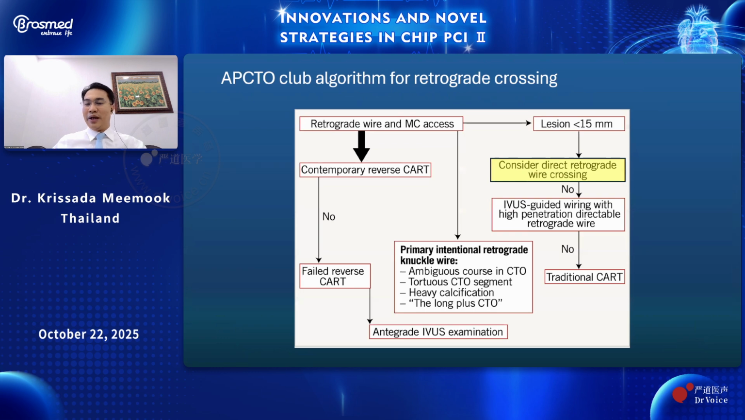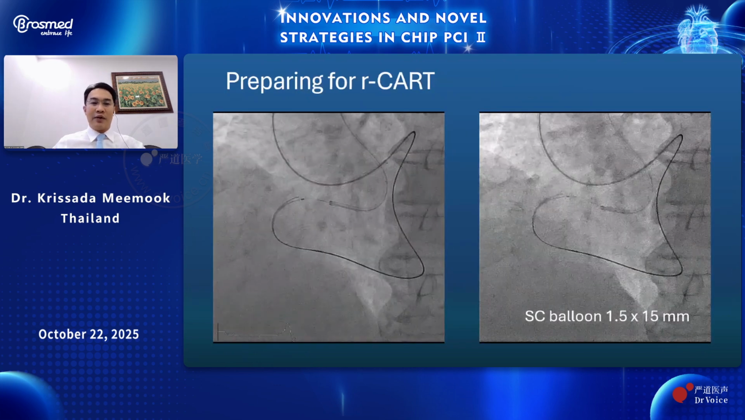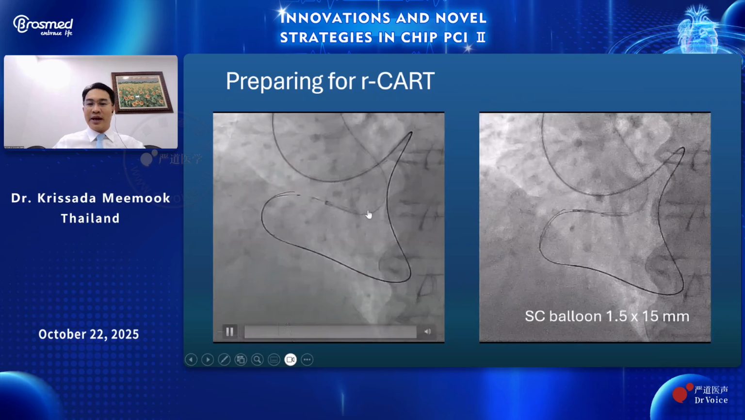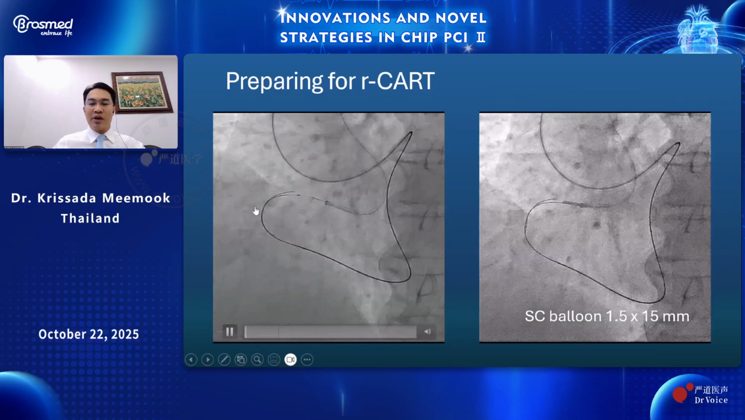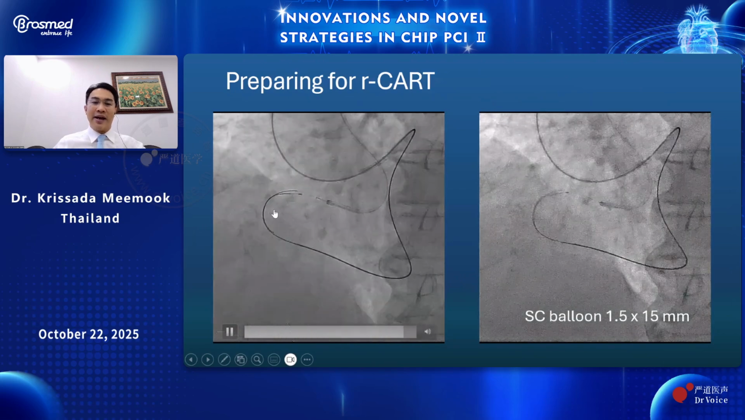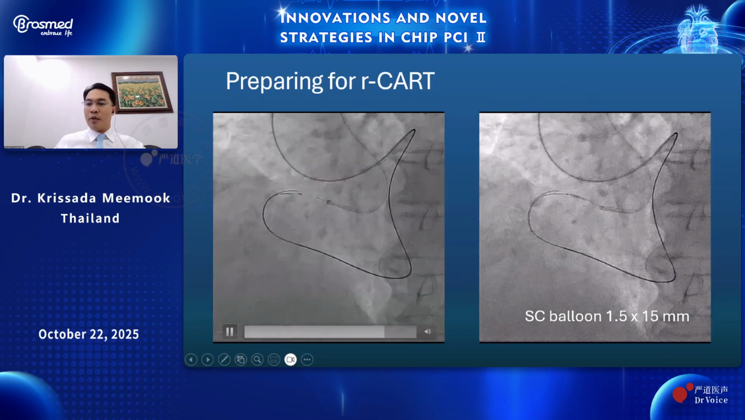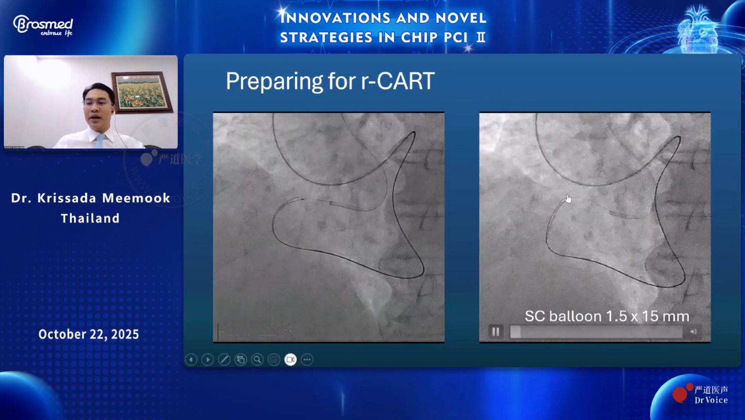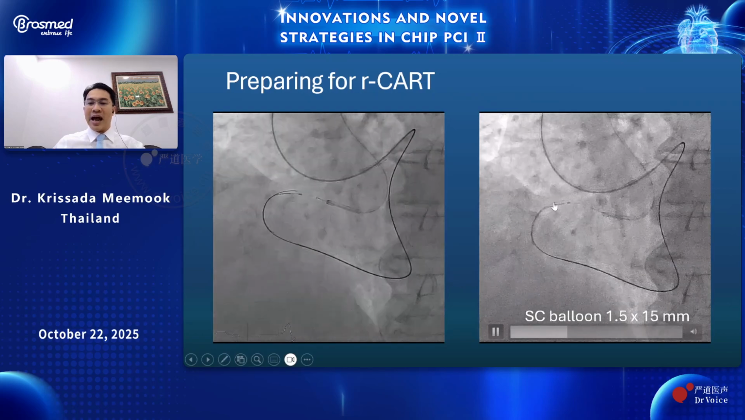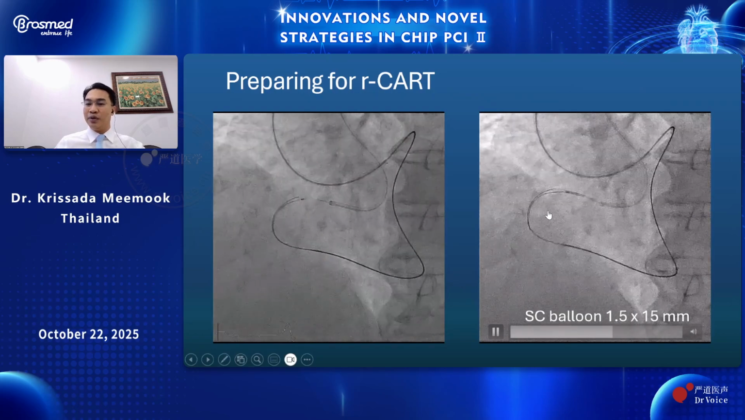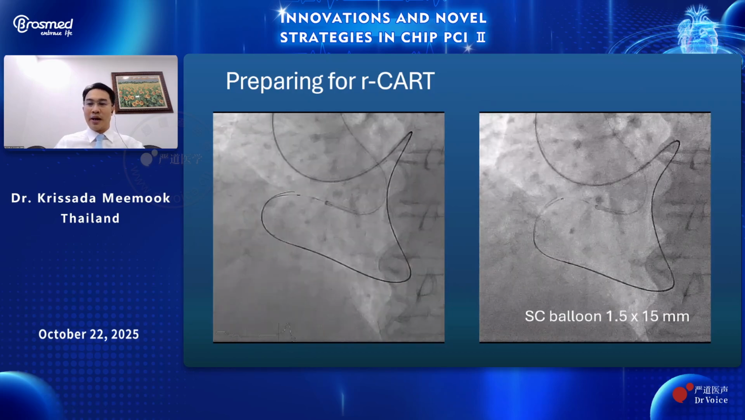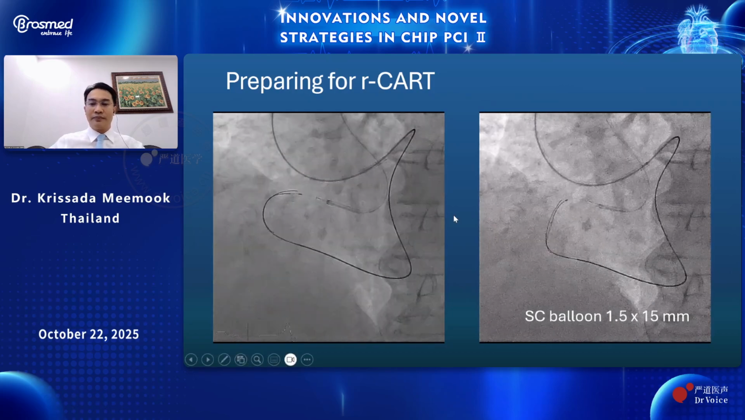So right now we have to think about another option. We use the reverse CART. In this case, we crossed the antegrade wire. After crossing with the antegrade wire, you can see the wire crossing right here. We try to do the reverse CART at the mid RCA, using a small balloon like 2.0, 1.5, even 1.0 mm. But you can see the balloon cannot go down to the mid RCA, the area where we want to do the reverse CART. We use a very strong backup 7 French AL2, but we have to think of another option.